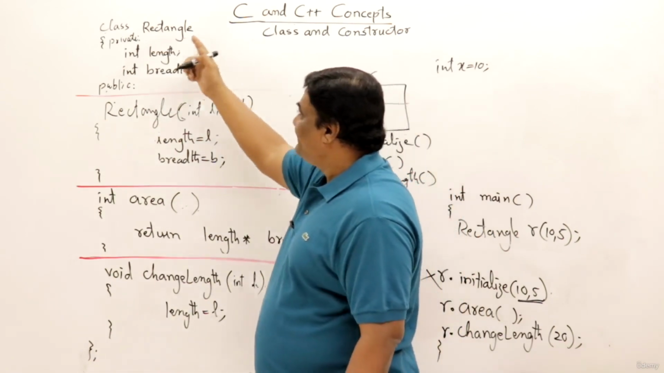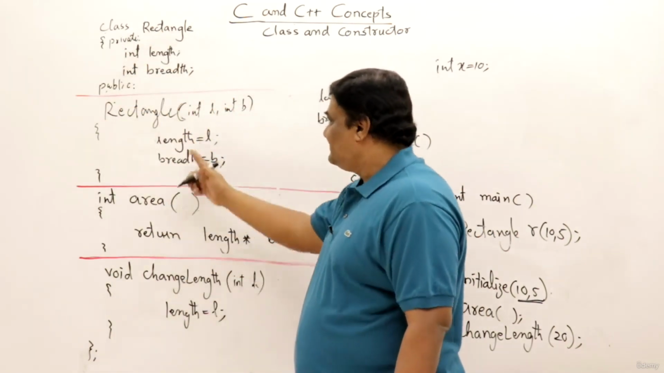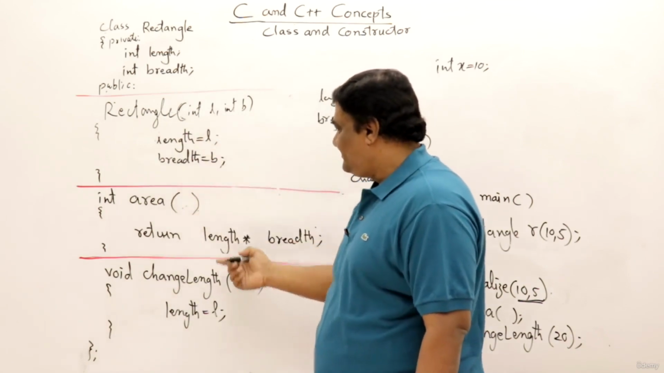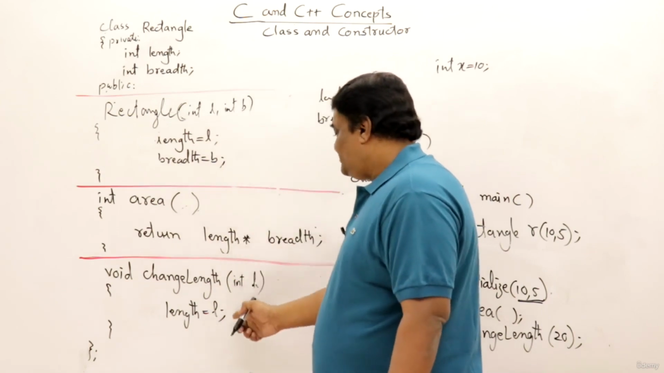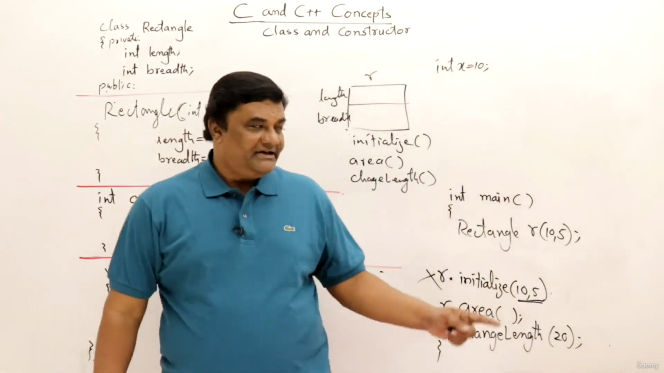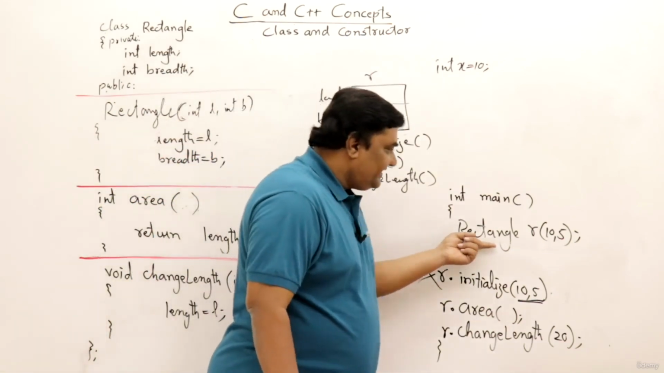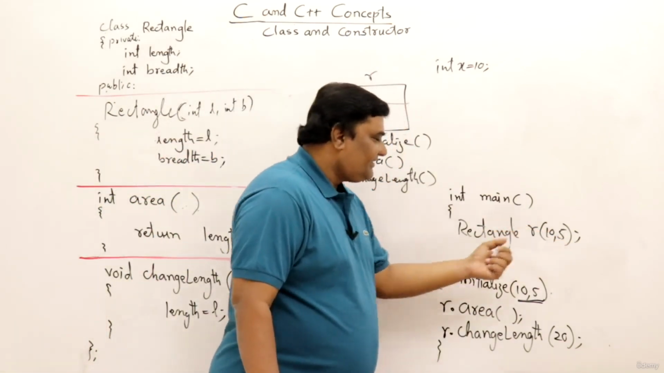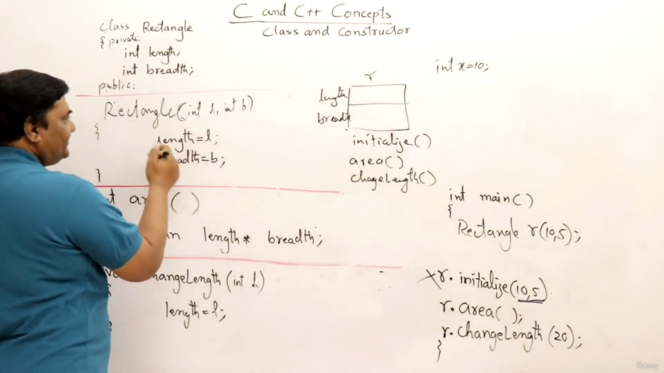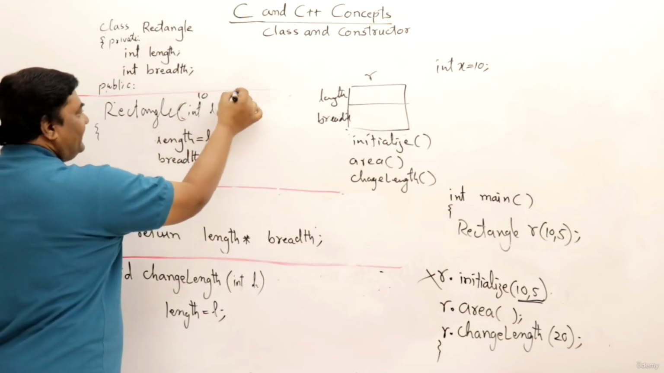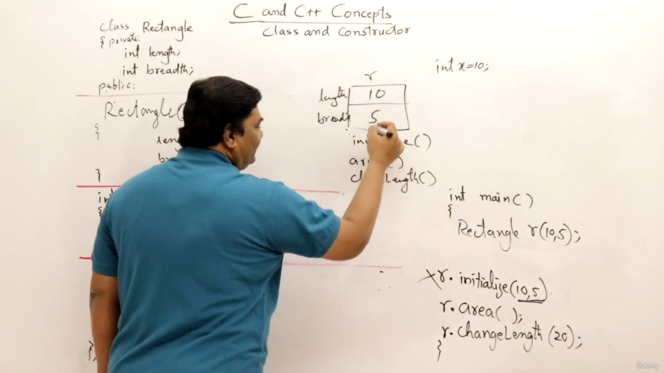Now let us look at the class once again. The Rectangle class has private members and public member functions. There's a constructor which is initializing the members, an area function which returns the product of length and breadth by calculating it, and change length. Now these functions are being called here. So let us see the working now. Once we create an object of rectangle by passing 10, 5, then the object is created like this and automatically this function is called. This will take 10 and this will take 5. So it will assign 10 and 5. So 10 and 5 are assigned.